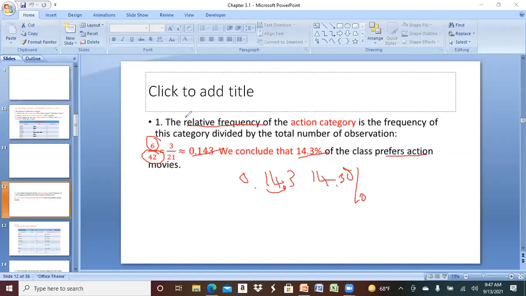That is, when you find the relative frequency, you divide the observation number by the total number, and you change the number to percent. 0.143, you move the decimal two places, that is 14.3% of the class prefer action movies.